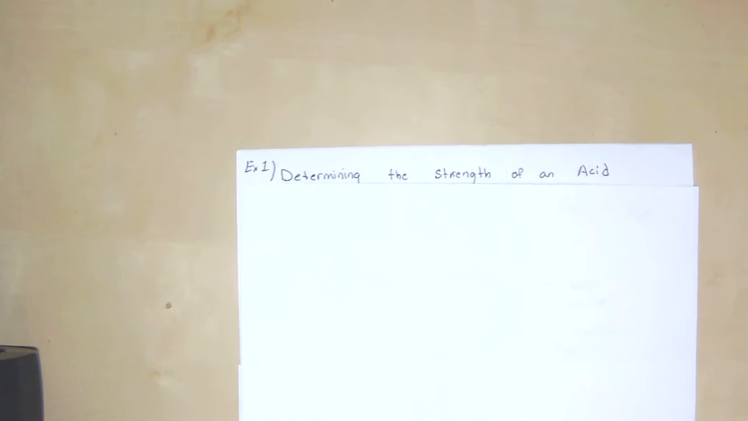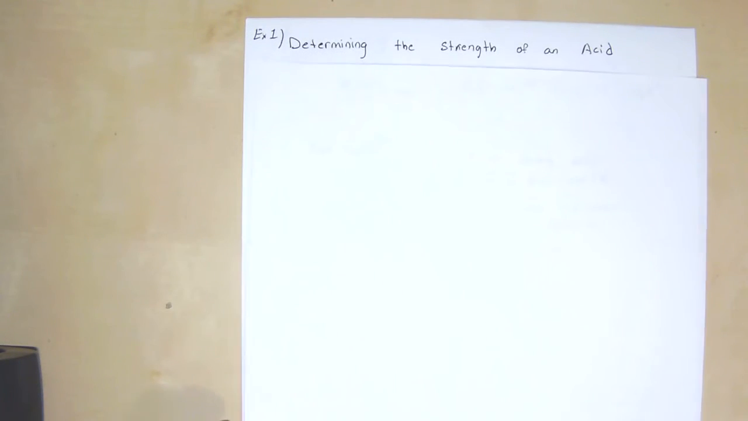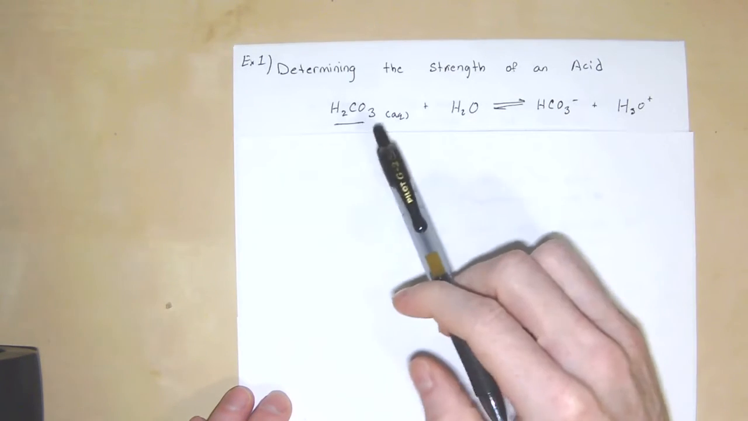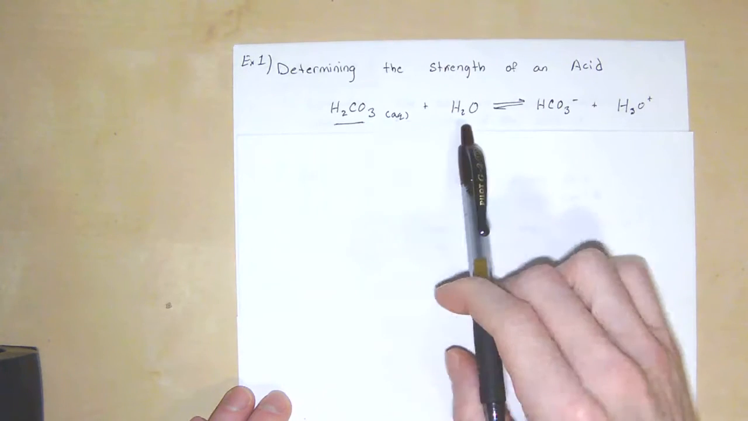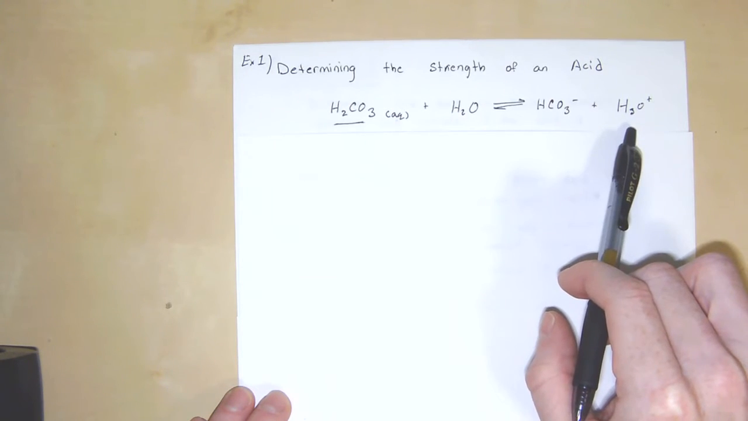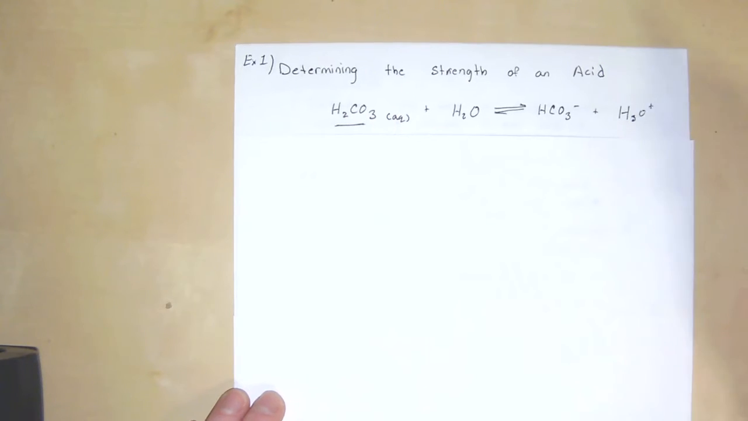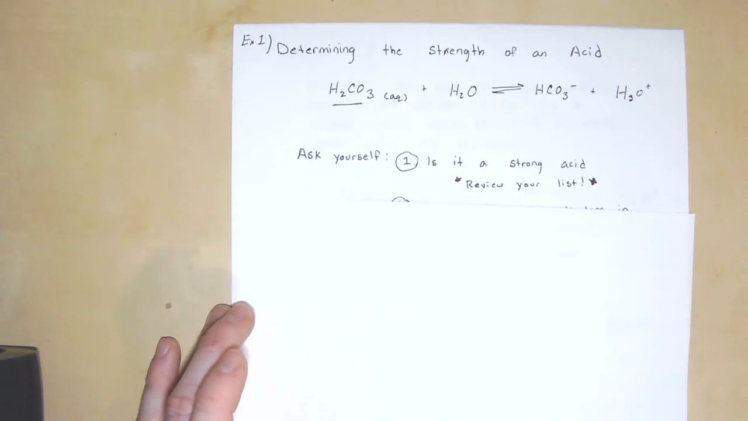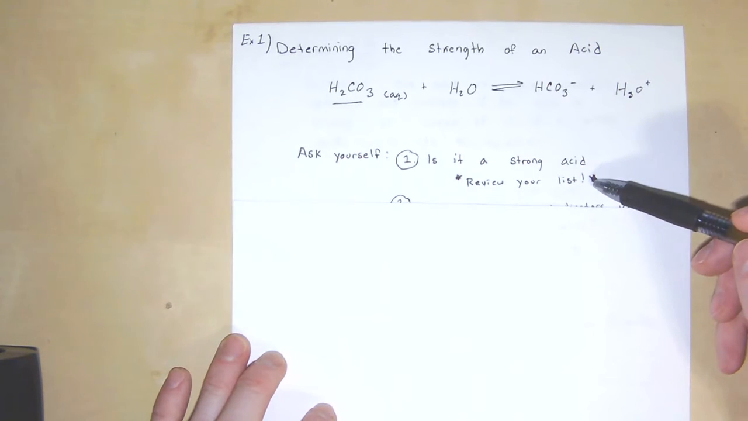When determining the strength of an acid, let's look at this equation here real quick. We've got H2CO3 plus water going to HCO3 minus plus a hydronium ion. So the first thing you want to do is ask yourself a question: is it one of the strong acids that we went over?